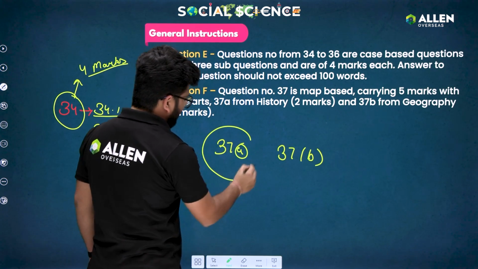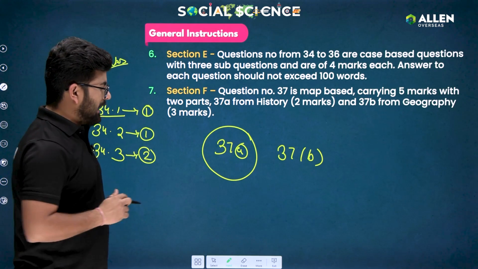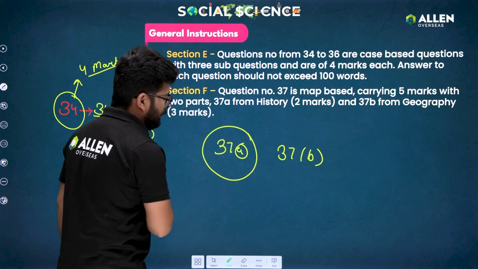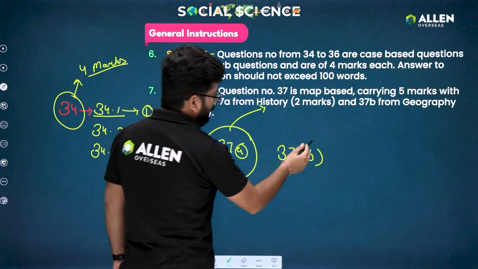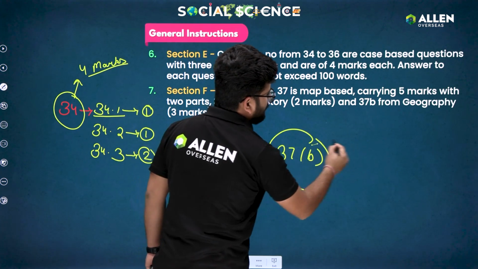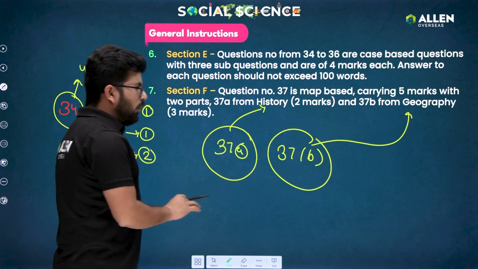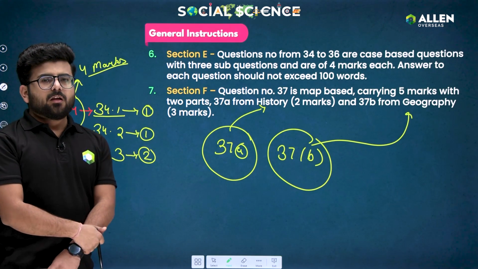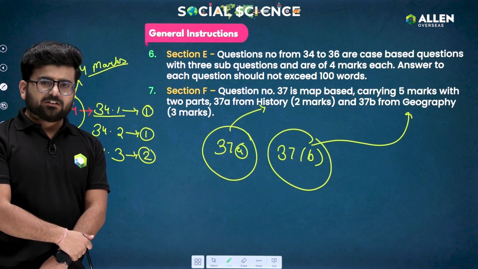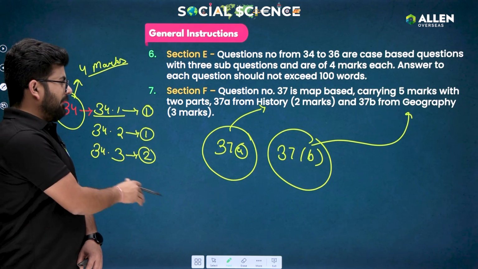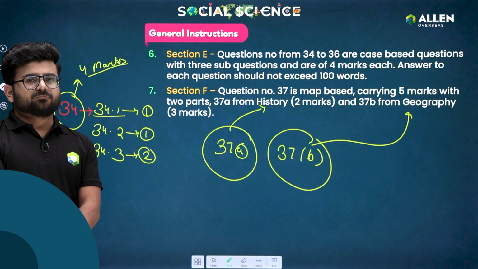In 37A, in this particular question, you will have to mark 2 locations for history. Right students, in this 37B, you will have to write 3 locations for geography. So that's what we have, the total and the exact pattern of the paper. The paper will have 6 divisions, 6 sections, and here we have all the 6 sections already discussed.